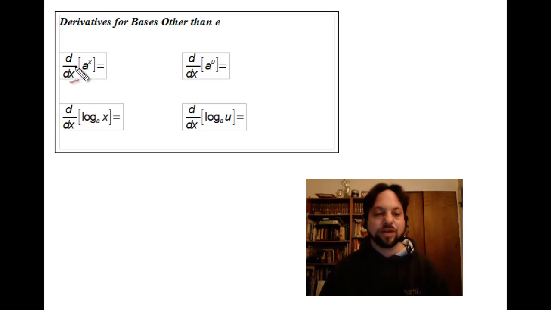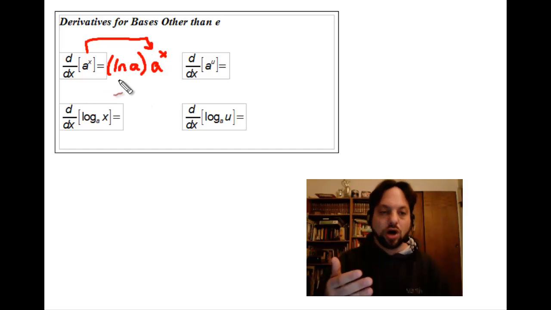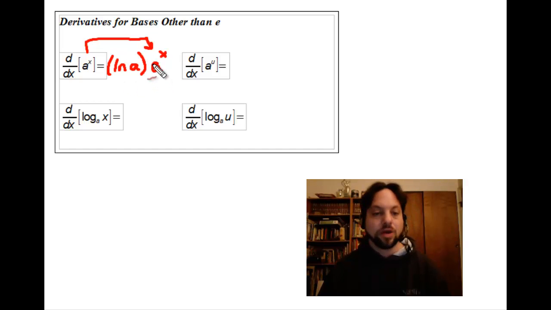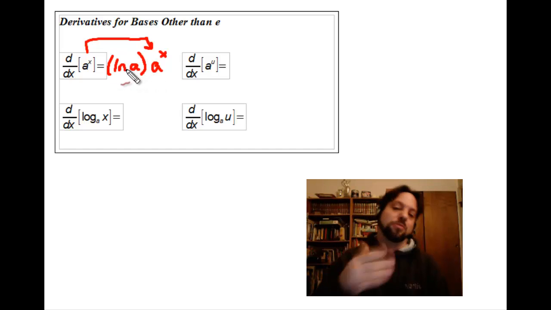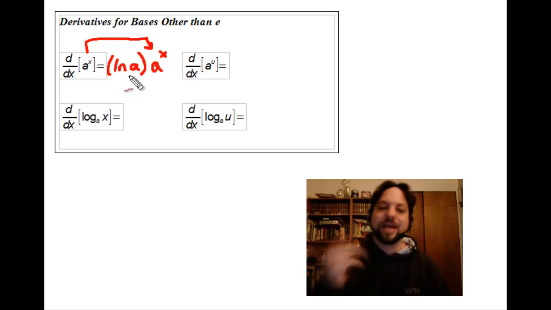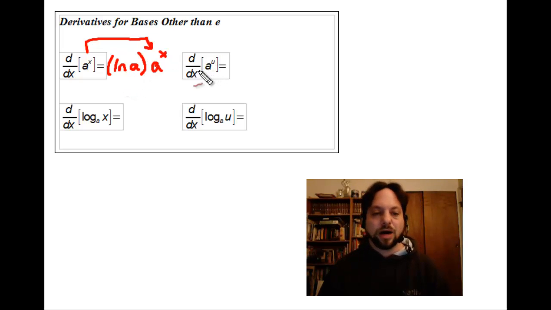But if we're trying to differentiate some constant to the x power, the way we're going to do that is we're going to do the natural log of that constant multiplied by that constant to the x power. So you see, we're basically repeating our original problem, but multiplying it by the natural log of that base. Imagine what would happen if that base actually were e. We would get e to the x multiplied by the natural log of e, and you can see how that would give us what we found out already in the last lesson. So there we go.